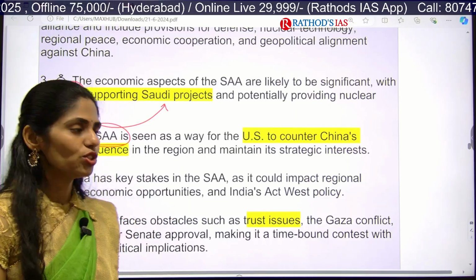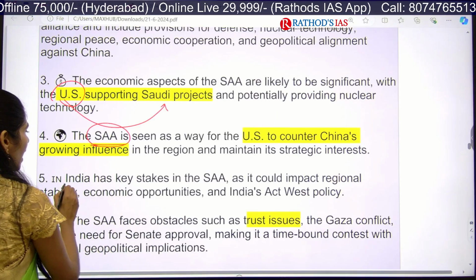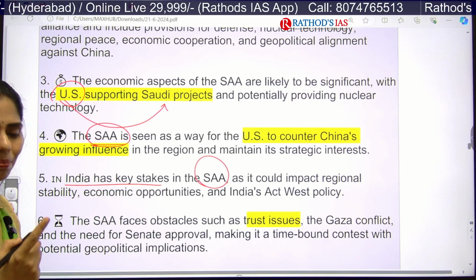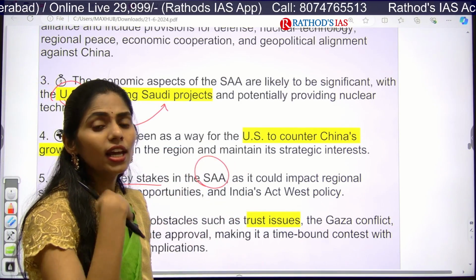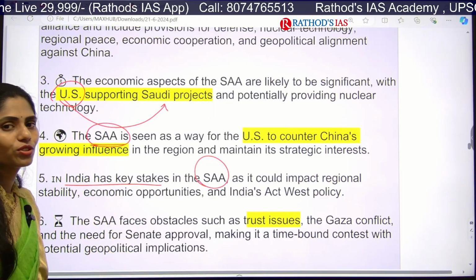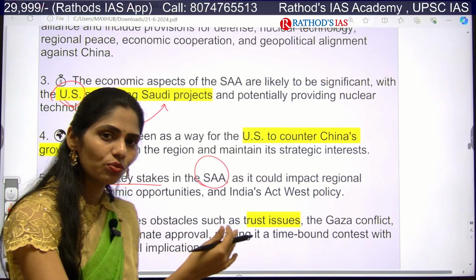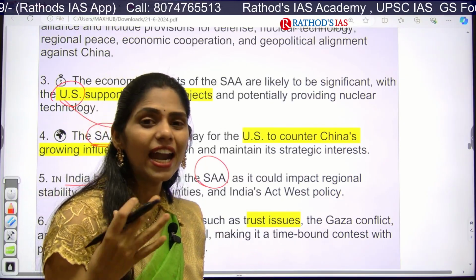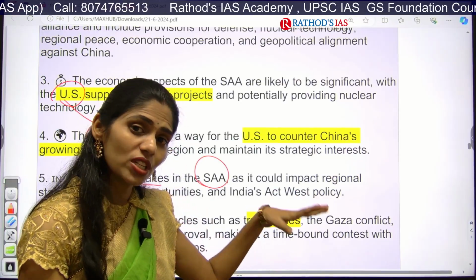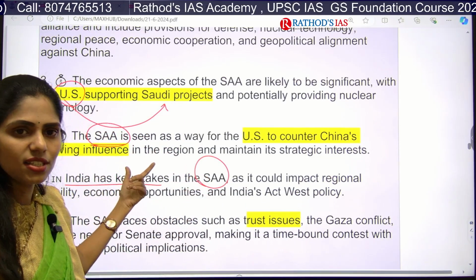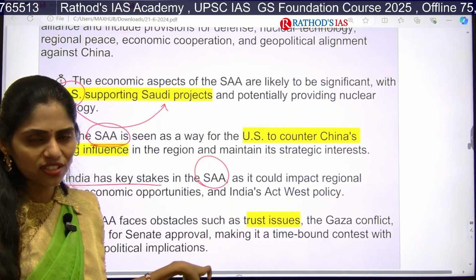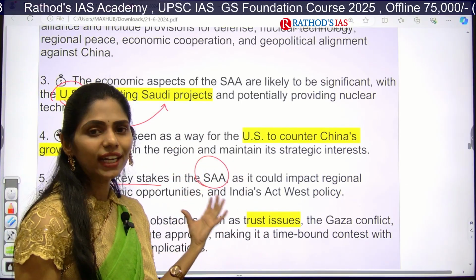So this agreement is one way of improving the relationship with Saudi Arabia so that it can counter China. And next, India has key stakes in this agreement because it is also going to impact India's interests in other fields, like how we maintain regional peace and stability, economic opportunities, and how we have relationships with the West Asian countries. Even from India's point of view, we are trying a lot to improve relations with these West Asian countries, right? And the US is a friend of India. So whenever the US has good relationships with West Asian countries, obviously India also benefits.